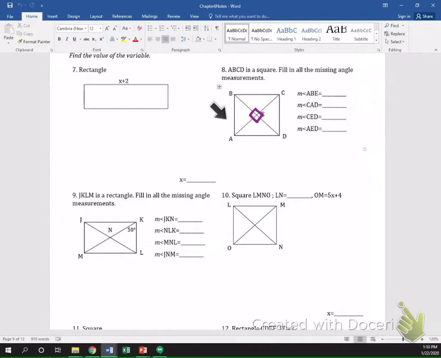Now, we also learned that all of these angles are 90 degrees in a square, right? And in any rhombus, we learned that the diagonals also bisect the corner angles. So if each one of these is 90, and then we slice it in half, they would all be 45. So we can fill in all these angles. Which one is this for?